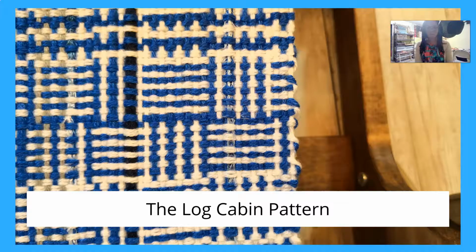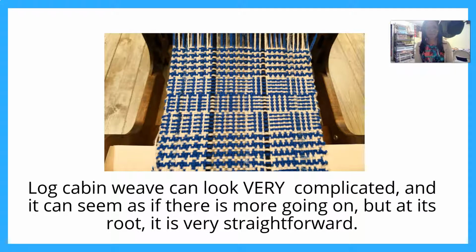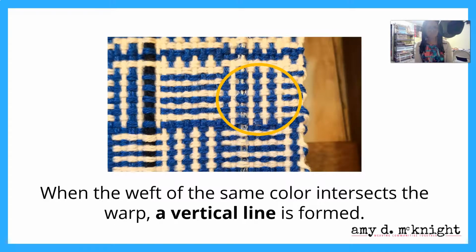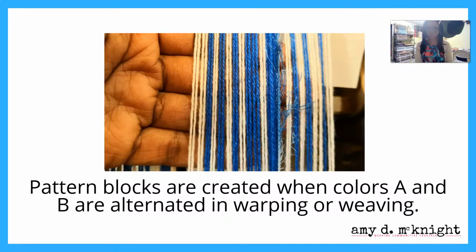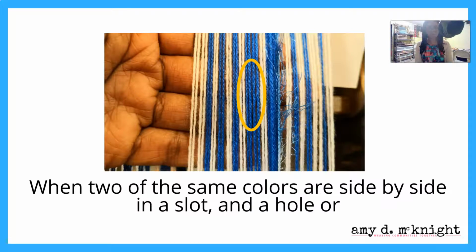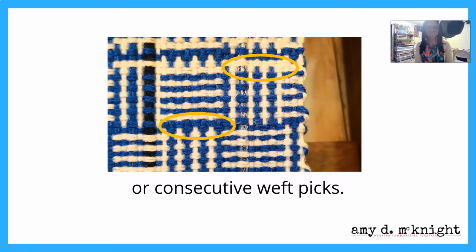The log cabin pattern. The log cabin pattern can look very complicated, and it can seem as if there's more going on, but it is at its root very straightforward. When the weft of the same color intersects the warp, a vertical line is formed. When the weft of an alternate color intersects the warp, a horizontal line is formed. See, that was simple, wasn't it? The pattern blocks are created when colors A and B are alternated in the warping or weaving.